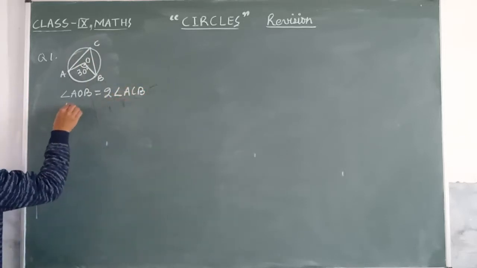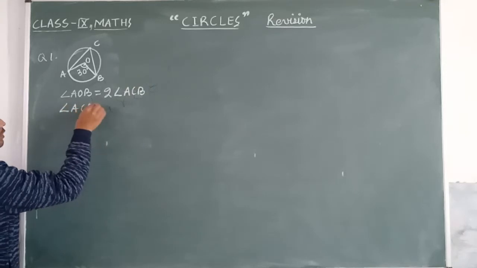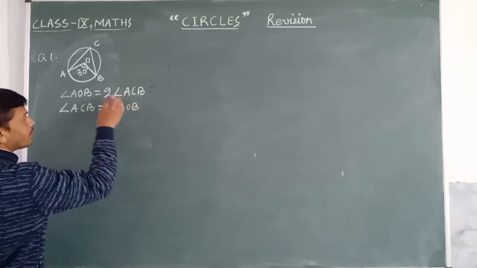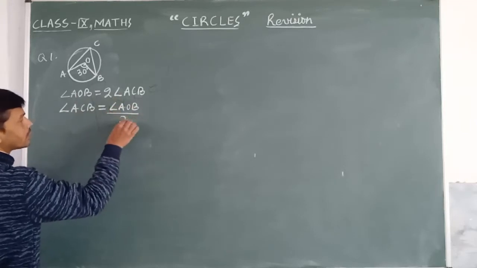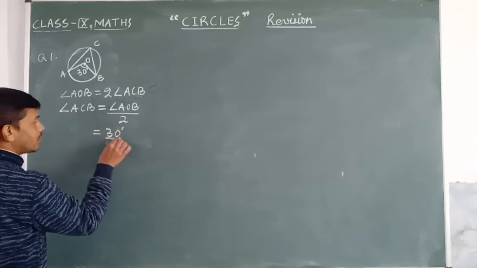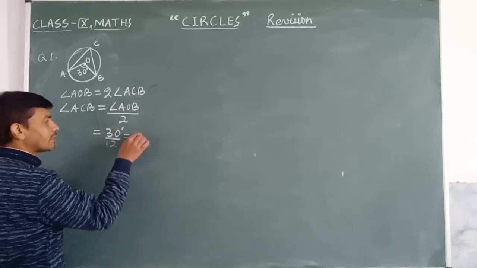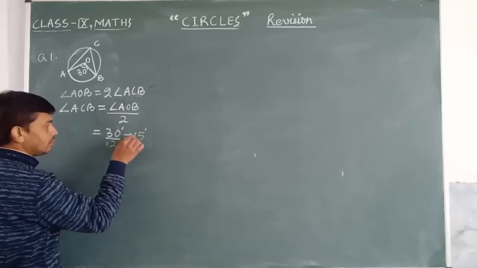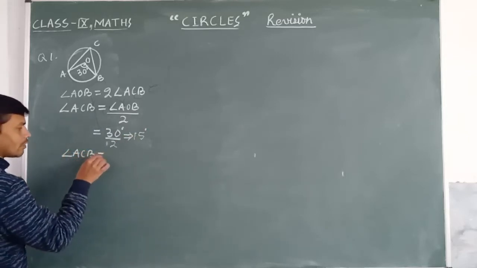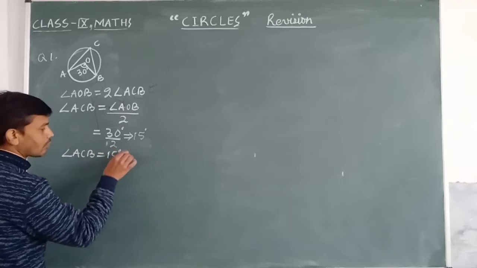Therefore, this angle ACB is angle AOB divided by 2, and this AOB we are given 30 degree, and 30 divided by 2 is 15 degree. So this angle ACB becomes 15 degree. That's the required answer.